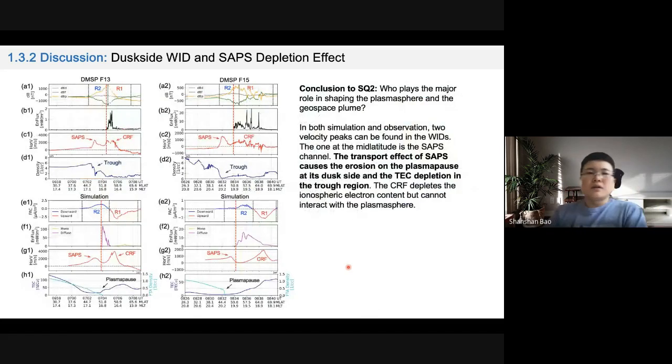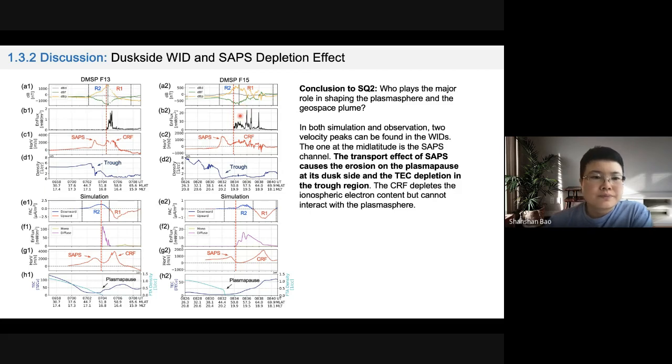Here is a data model comparison of what happens on the dusk side edge of the plasmasphere during the storm. So the top panels show the DMSP 13 and 15 measurements, and on the left is an earlier pass, and the later one is about 1 hour and 30 minutes later.